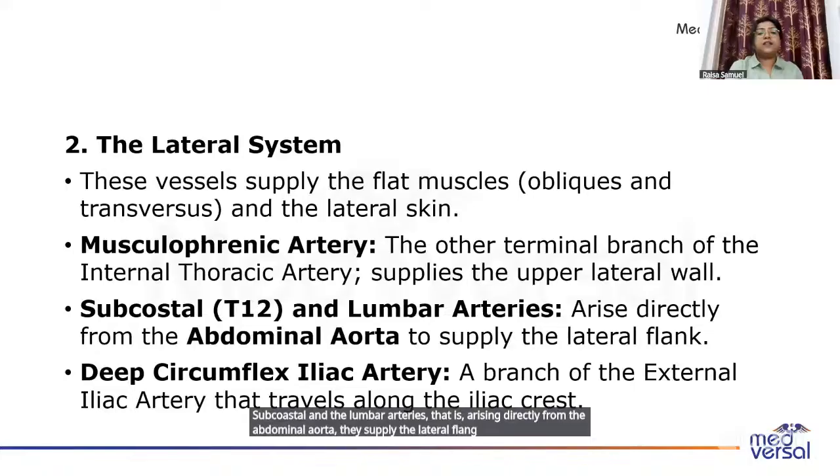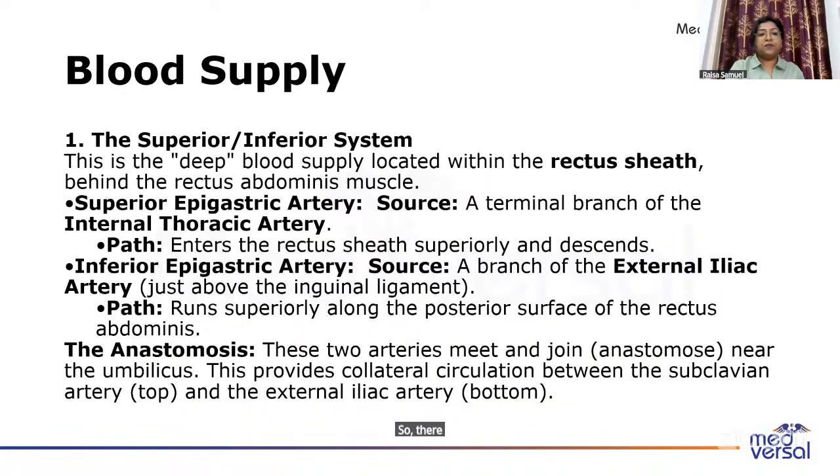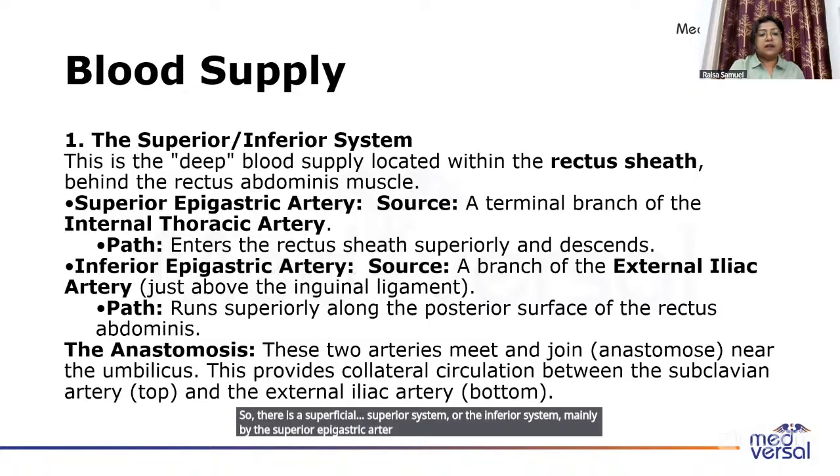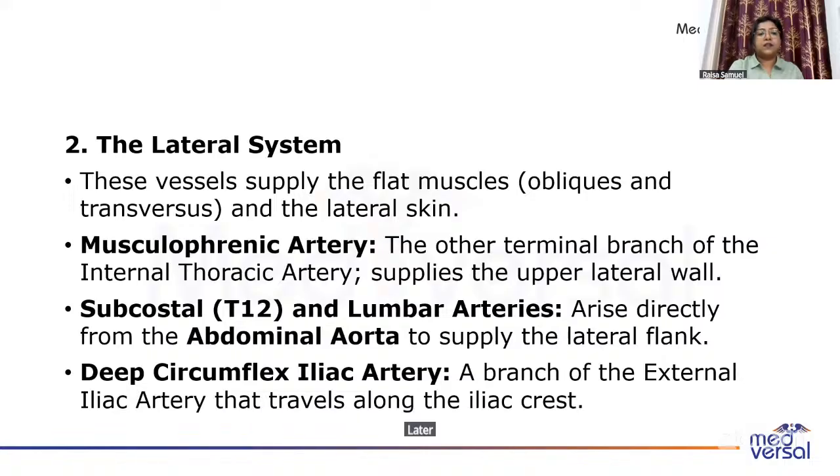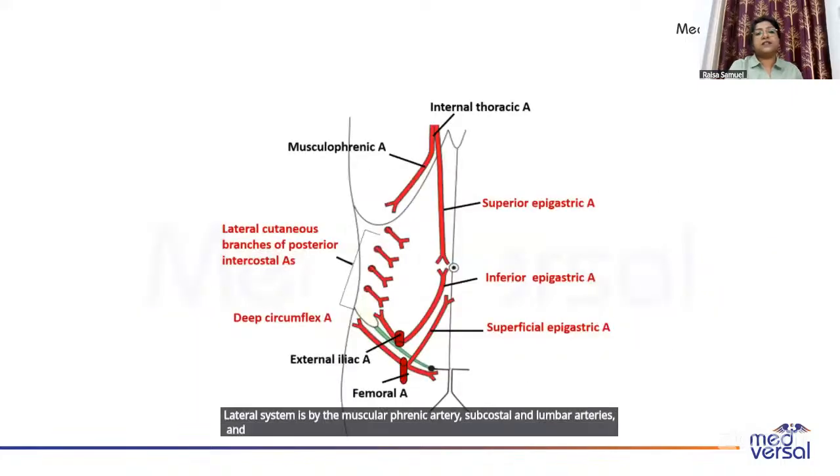And the deep circumflex iliac artery, a branch of the external iliac artery, travels along the iliac crest. So there is the superior and inferior system, mainly the superior epigastric artery and the inferior epigastric artery. They will anastomose and they supply the deep blood supply of the rectus sheath, behind the rectus abdominis muscle. The lateral system is by the musculophrenic artery, subcostal and lumbar arteries, and deep circumflex iliac artery.